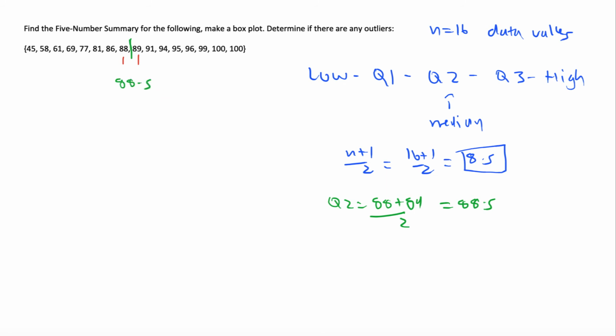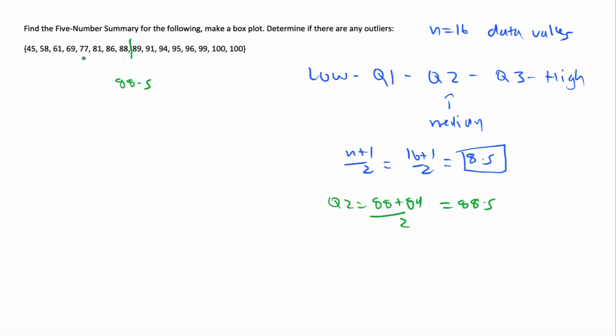Now take a look at this. How many values are below the median? There are 8 values below the median, and there are 8 values above the median. So how do we find Q1? Well, Q1 is the median of the lower half of these 8 numbers. So to find Q1, we would need the median of the lower half.